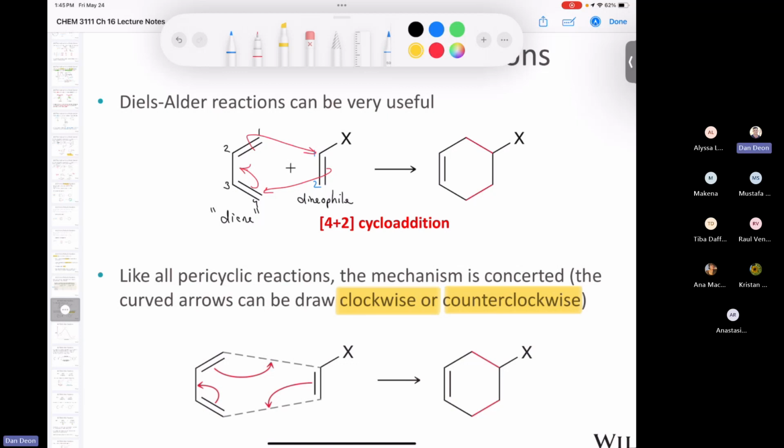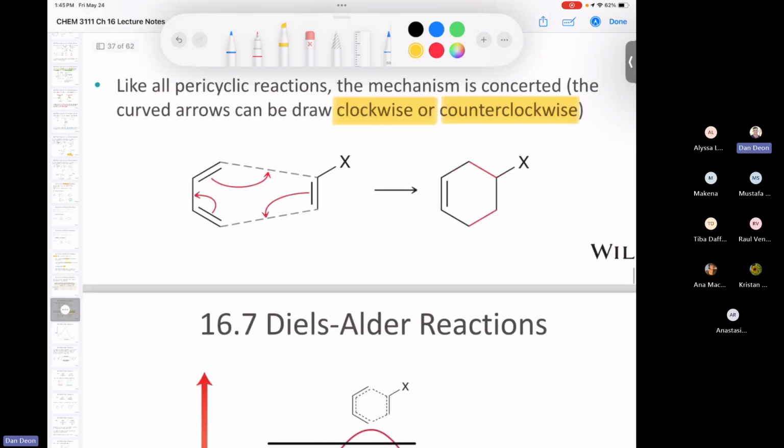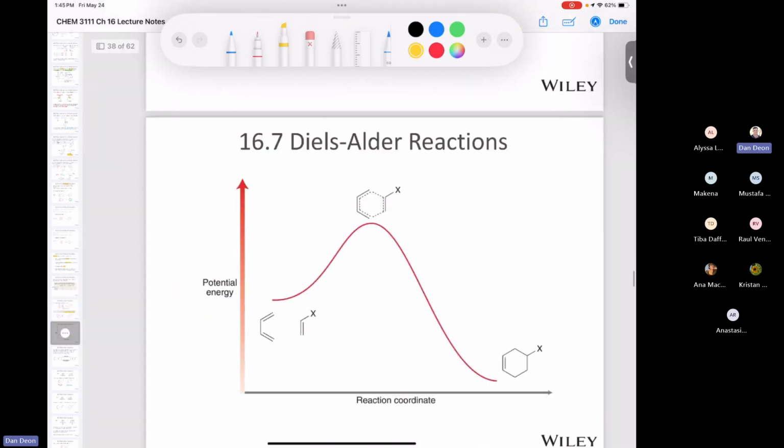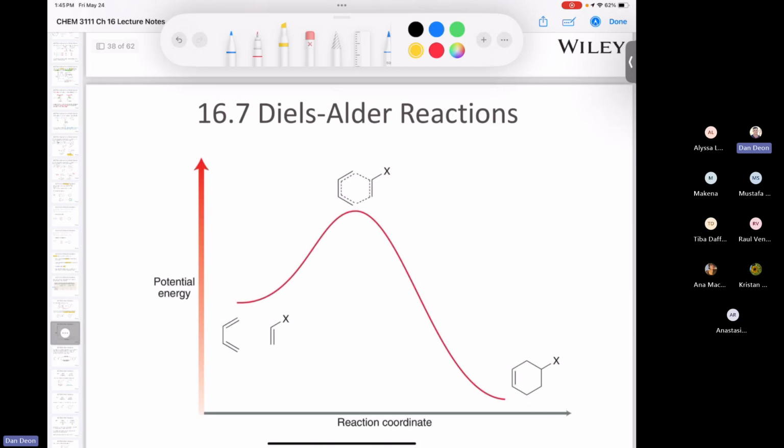All right, so let's get back to it here. Let's take a look. Here is the reaction coordinate diagram for the Diels-Alder. It's not that exciting, is it?